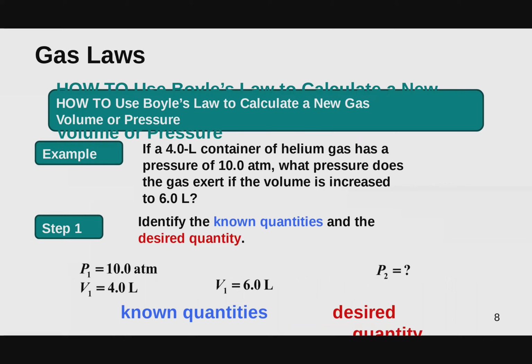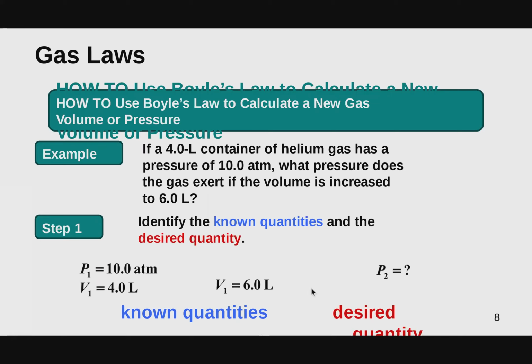So we need to identify what we need. The question asks us what pressure we have. So we have our known quantities and we have our desired quantities. We know volume 1 is 4 liters. We know pressure 1 is 10 atmospheres. That's what it tells us from the first part of the problem.